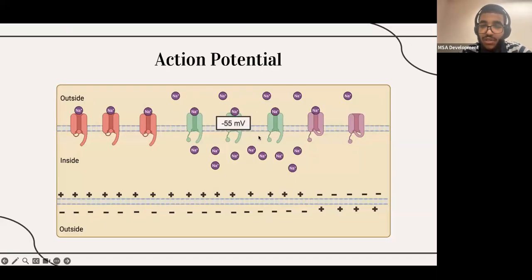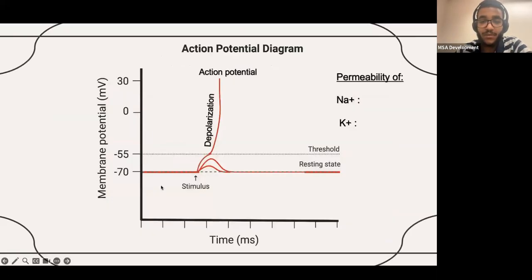So this is once the threshold is reached, and the voltage gated sodium channels are open. This is once the resting membrane potential is reached, and the activation gates are closed. And this is after an action potential maximum or peak is reached, and this is where the inactivation gates are closed. Okay, so let's talk about the depolarization and the permeability of ions.